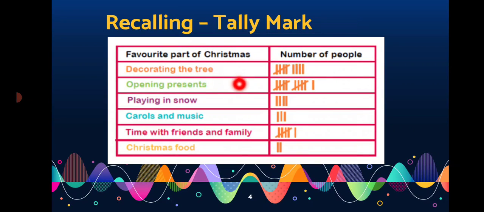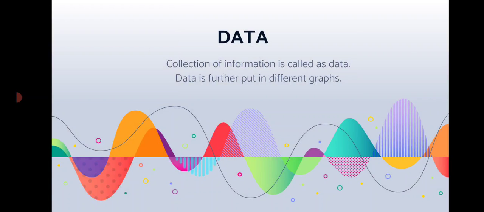Decorating the tree, there are a total of 9 members. Opening presents, 11 members. Playing in snow, 4 members. Carols and music, 3 members. Time with friends and family, 6 members. Christmas food, 2 members. So this is how, by looking at a tally mark chart, you can extract the data. As you can see, the number of people is not written, but through the tally marks I can extract the number.